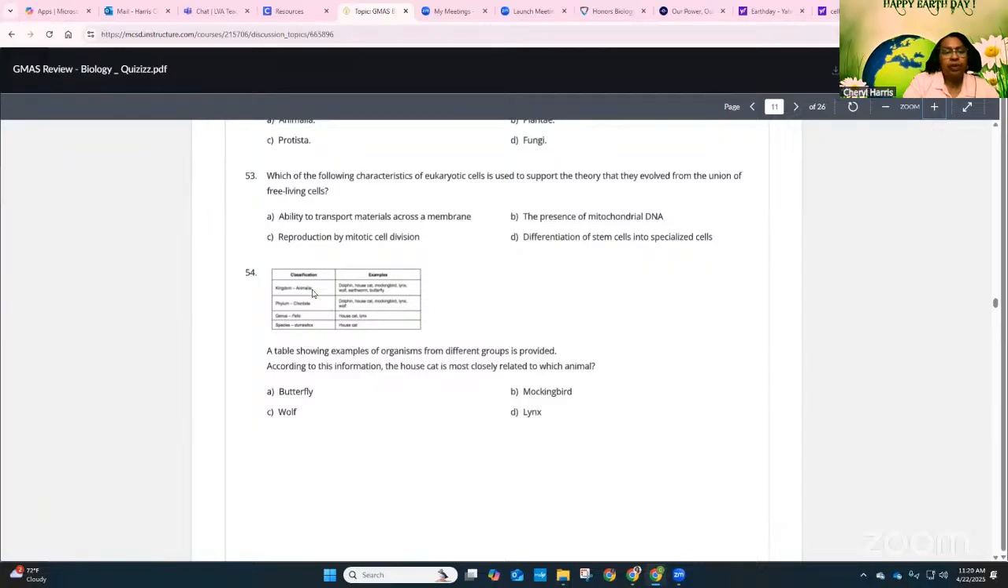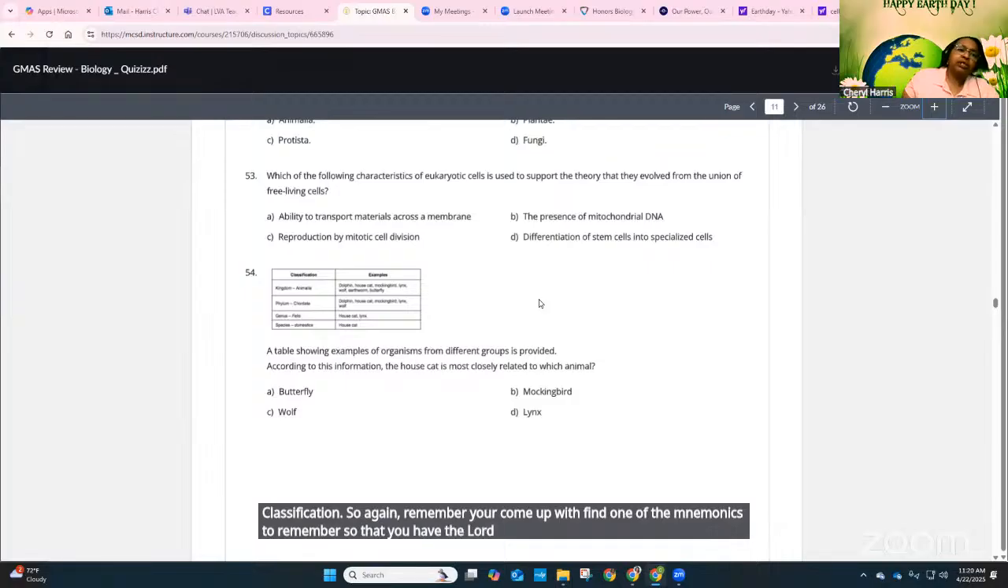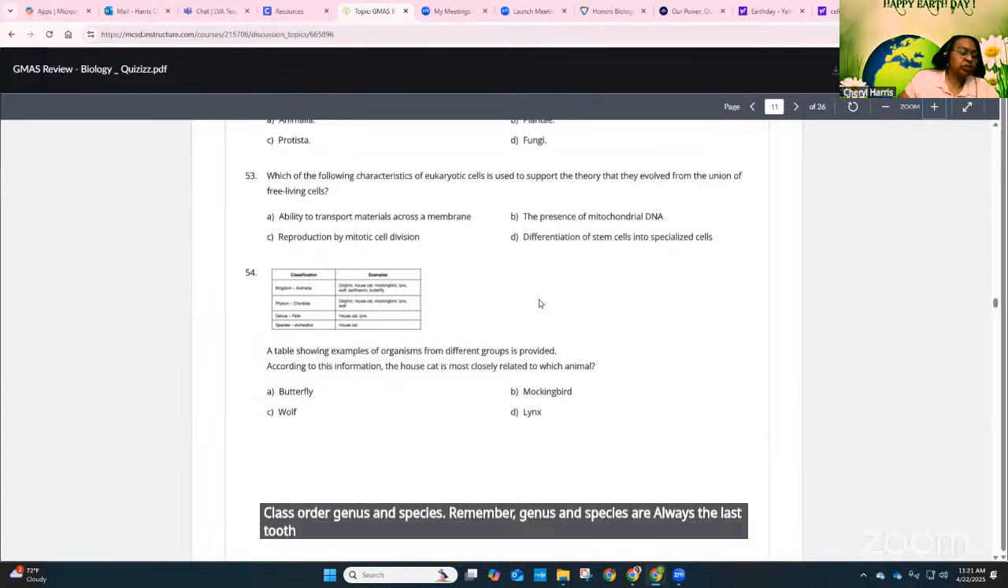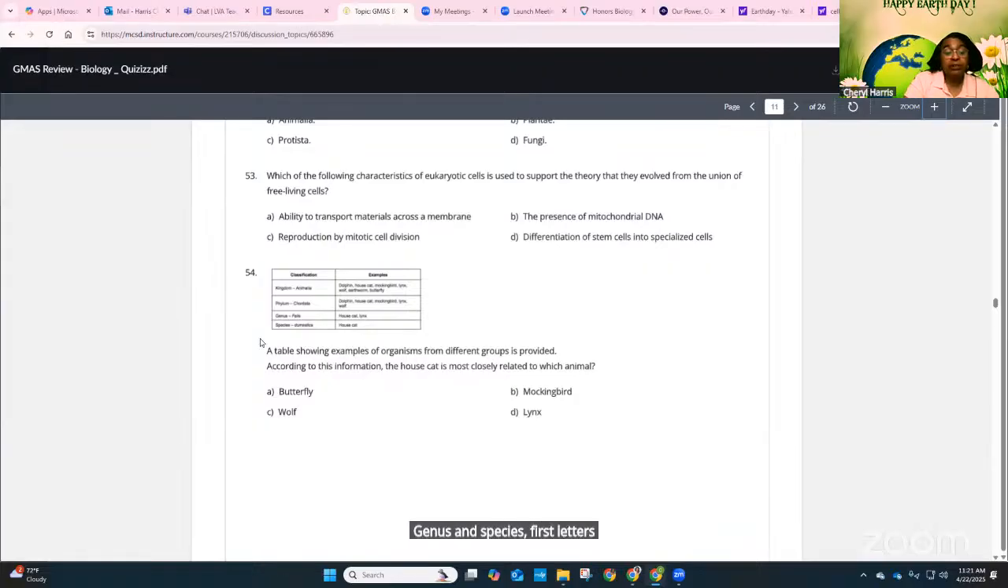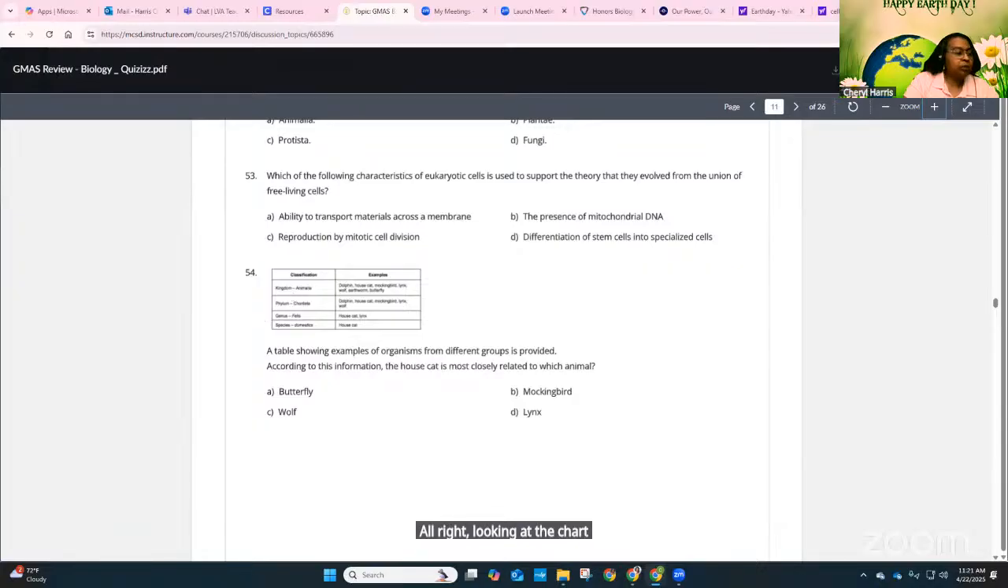All right. Classification. So again, remember, find one of the mnemonics to remember so that you have them in order: kingdom, phylum, class, order, genus, and species. Remember, genus and species are always the last two. Genus is capitalized, species is lowercase. So when we have binomial nomenclature, we name organisms by two words, genus and species. First word is capitalized, second word is lowercase. All right, looking at the chart here, we start with the animal kingdom.